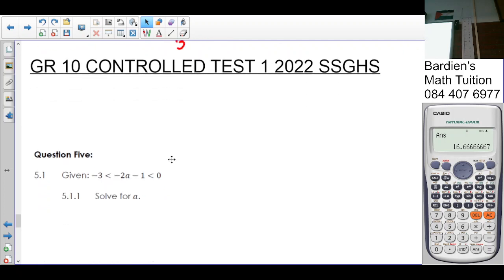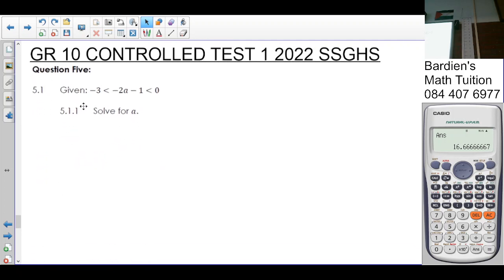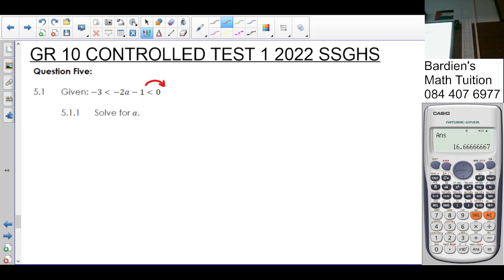The next question, which is 5.1. Given that negative 2a minus 1 is greater than negative 3 but less than 0. So what we do is we add 1 to both sides. So it's negative 2a has to be greater than negative 3 plus 1 but less than 0 plus 1. Negative 3 plus 1 is negative 2, 0 plus 1 is 1.